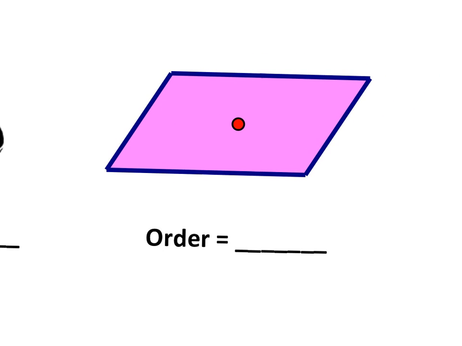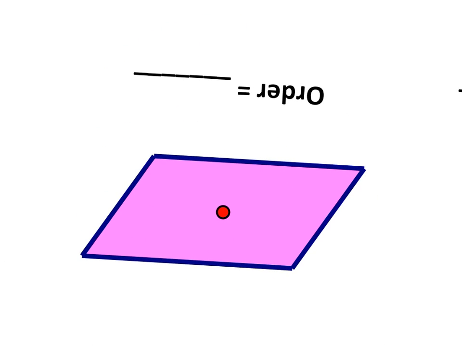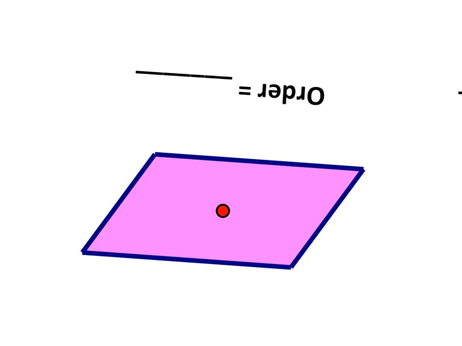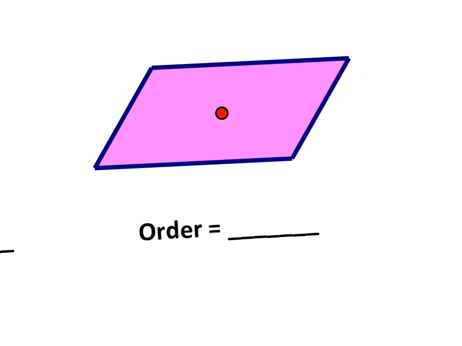This parallelogram with a red dot exactly in the center looks exactly the same in this position as it does in this position, similar to the letter Z above. If you spun the letter Z around, just like this parallelogram, there are 2 positions where the figure looks exactly the same, thus making it order 2.